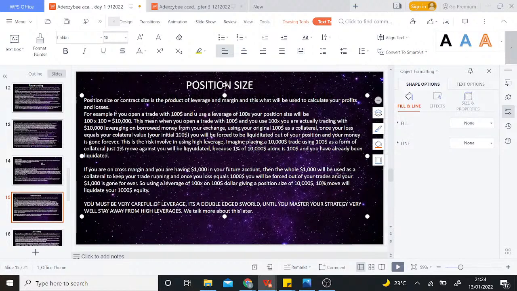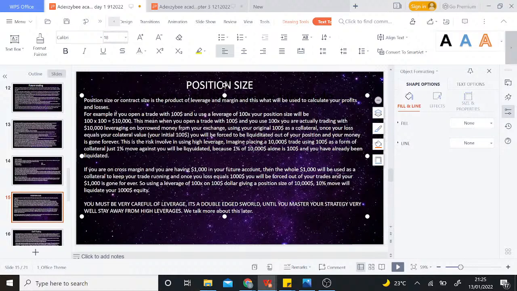Now, if you are on a cross margin and you have $1,000 in your profit account, in your futures account, then the whole $1,000 will be used as collateral to keep your trade running. That's another disadvantage. If this is a cross margin that you use to open the trade, and you enter with $100 using 100x leverage, now your whole $1,000 will be used as collateral. Do you understand? So once the price starts going against you, your margin will be increasing immediately.